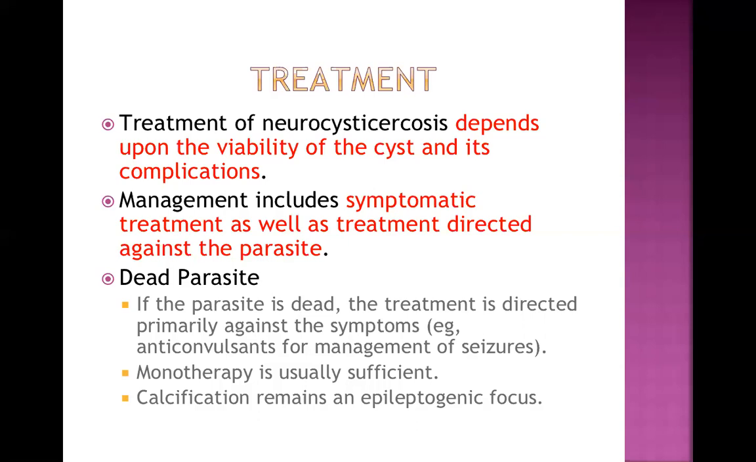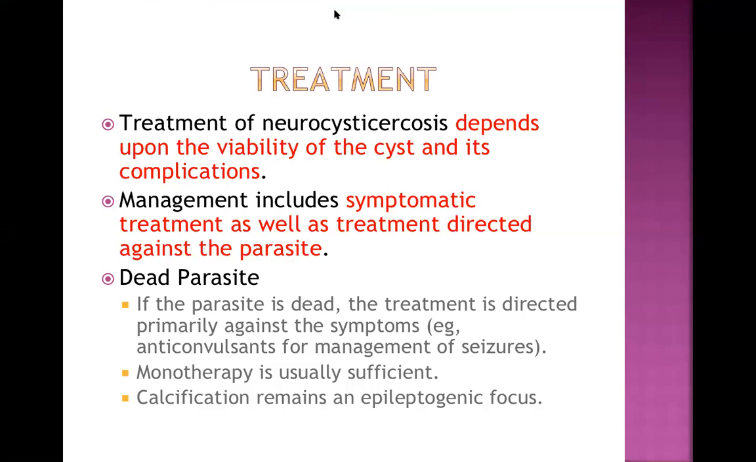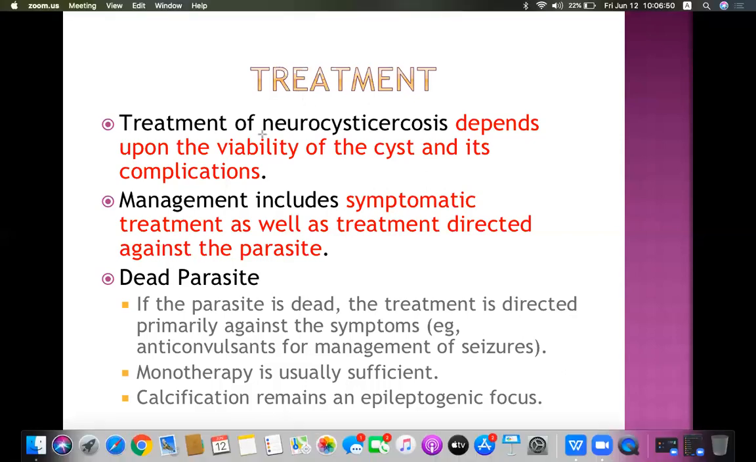Now treatment of neurocysticercosis depends upon the viability of the cyst and its complications. It depends whether that cyst is still viable, meaning it's still living, or already dead, and whether it has caused complications or not. So we can easily divide our management into two parts: symptomatic and supportive treatment, as well as definitive treatment, which is directed against the parasite. So treatment is always discussed under these two different headings.